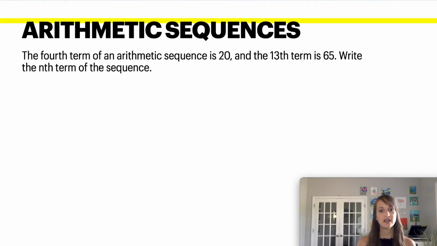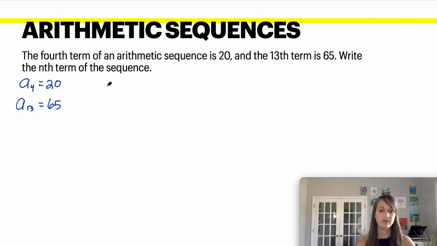The fourth term of an arithmetic sequence is 20, and the 13th term is 65. Write the nth term of the sequence. Well, we have a problem. We do not know the first term. We also don't even know the common difference. So here's how you would actually solve one of these problems. We do know that the fourth term is 20, and we know that the 13th term is 65.